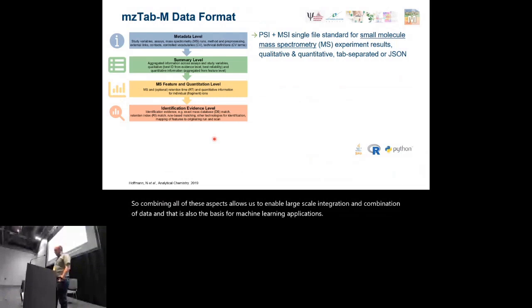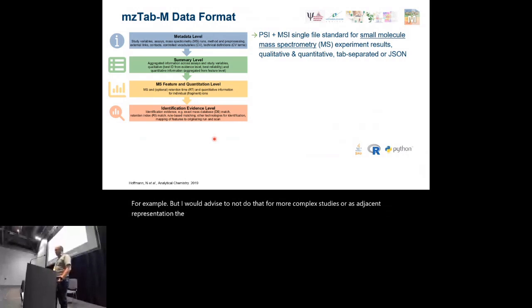The mzTab-M data format was originally developed in 2017-ish and published in 2019. It was jointly supported by the HUPO-PSI MS Standardization Initiative and the Metabolomics Standards Initiative, and it is a single file standard for small molecule mass spectrometry experimental results, supports quantitative and qualitative reporting of these results, and is available primarily in a tab-separated format that is easily openable with Excel, for example, but I would advise to not do that for more complex studies, or as a JSON representation.